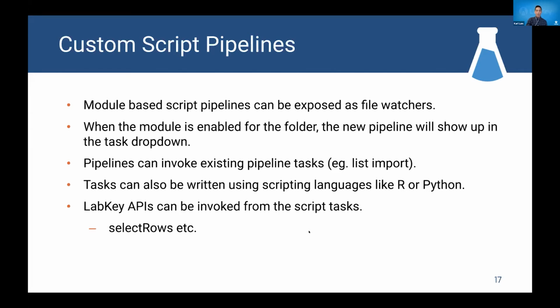One of the cool things about script pipelines is that you can assemble them and they can contain a mixture of your custom tasks that are written in your scripting language, like R or Python, but they can also invoke existing pipeline tasks like a list import or a data set import. Additionally, if you're using one of the libraries that we have LabKey API support for, you can invoke LabKey APIs, such as select rows and the query APIs.